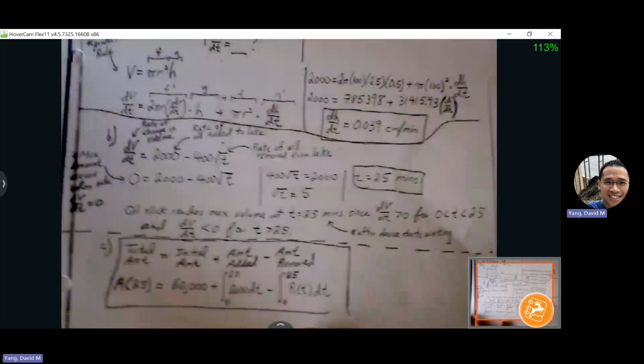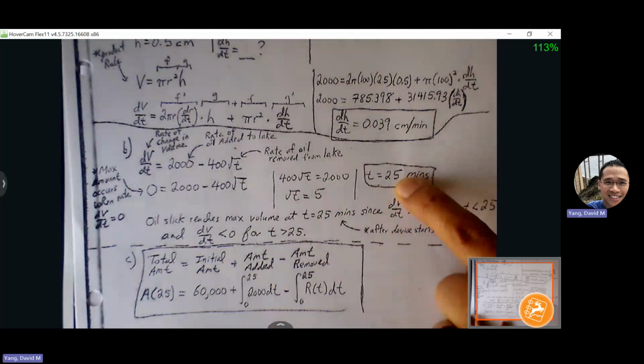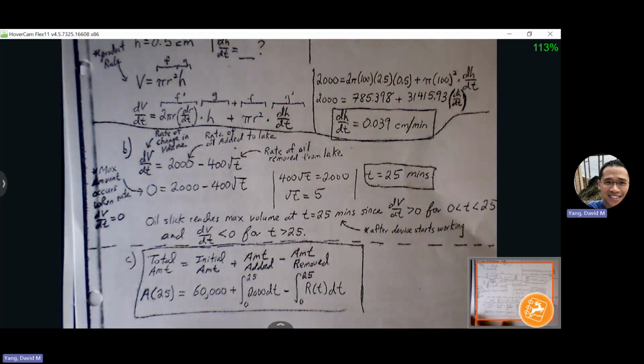Okay, so does it make sense that it's going to take 25 minutes for the rate of oil removed from the lake to match the rate at which oil is being added? Yeah. We'll take that 25. So we're good with that.